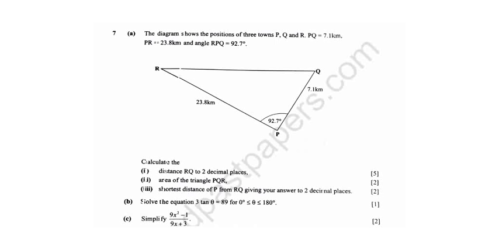So guys, in this video, let's solve a question which came in 2023 paper 2 GCE. Question 7a. The diagram shows the positions of three towns P, Q and R. PQ is equal to 7.1 kilometers, PR is equal to 23.8 kilometers, and angle RPQ is equal to 92.7 degrees. So we want to calculate the distance RQ to two decimal places. Distance RQ, that is the line which we are looking for.